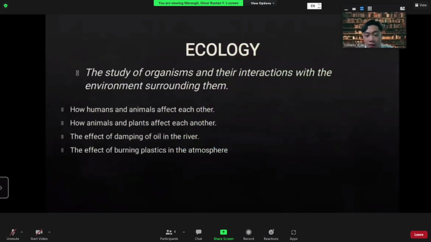First, ecology, the study of organisms and their interactions with the environment surrounding them. These are some examples of ecology: how humans and animals affect each other. Second, how animals and plants affect each other. Third, the effect of dumping of oil in the river. Fourth, the effect of burning plastics in the atmosphere.